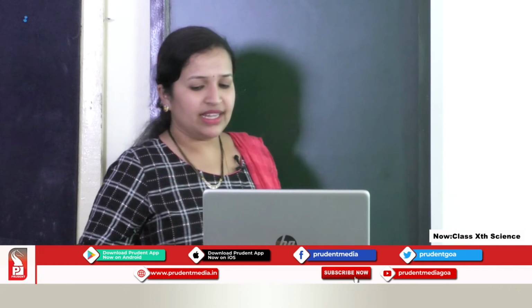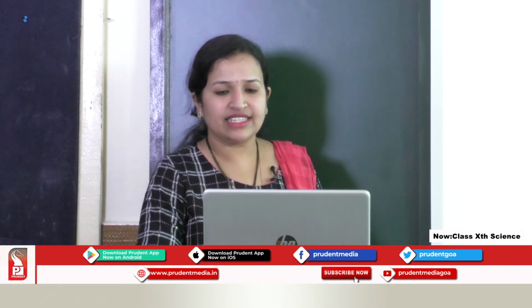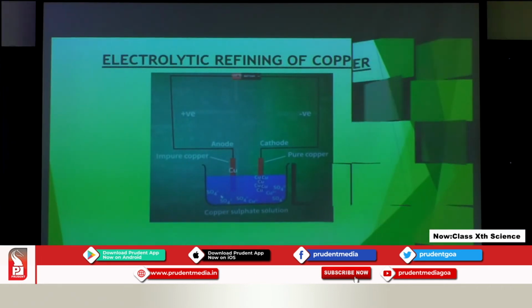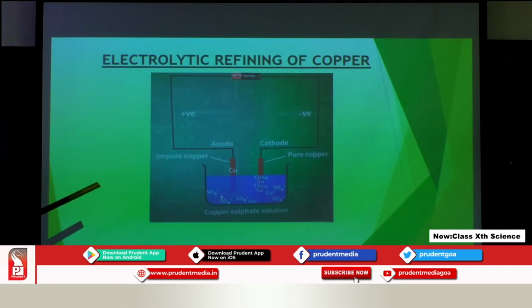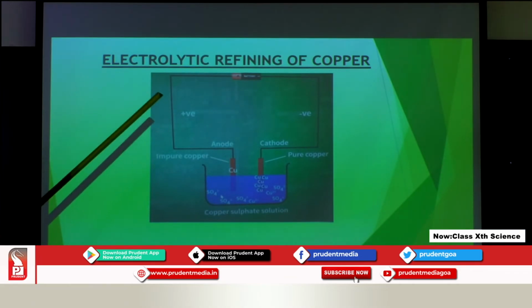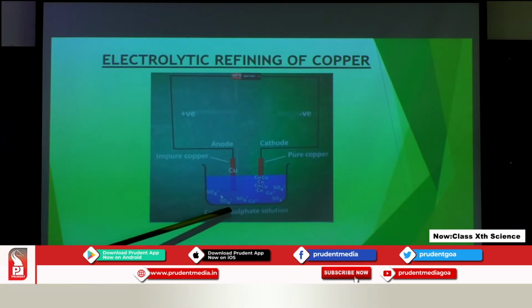Now, here in this electrolytic refining, let us see what is done. Let us have a look at the picture. This is a picture of electrolytic refining. We are using an electrolyte. Suppose I want to refine copper, so I will use copper sulphate solution. So, it is electrolytic refining of copper we are doing.